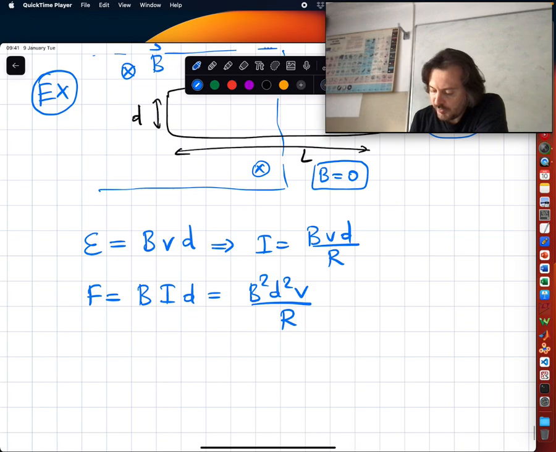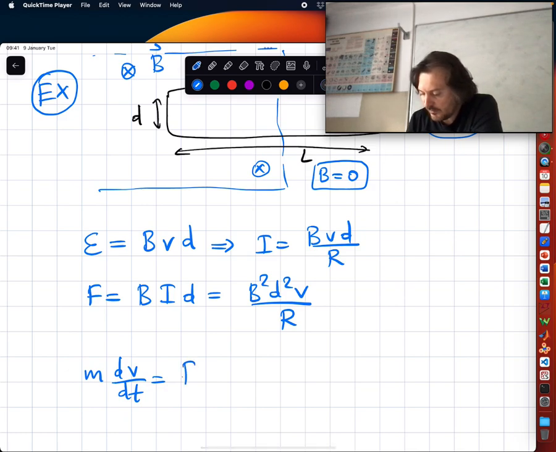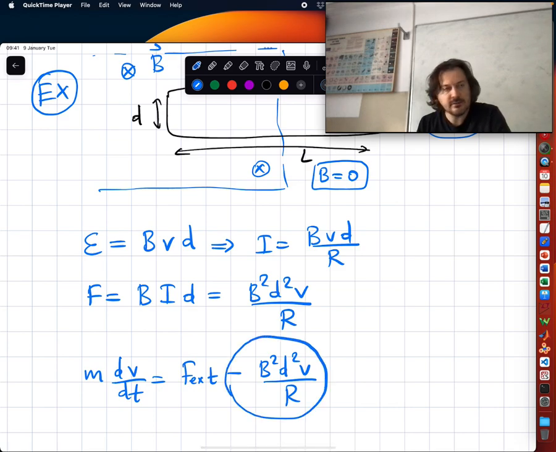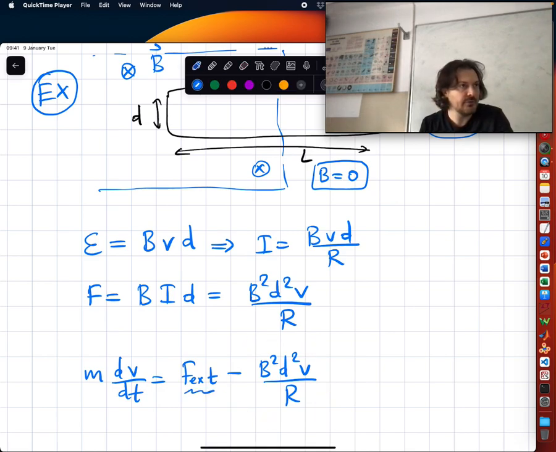So the whole thing will have this Newton equation, m dv over dt is equal to F external minus B squared d squared v over R. That is the part that I didn't solve before. Before we just had this part and there was an initial velocity. This time we have an external force. Okay, so the question is just a little bit different.